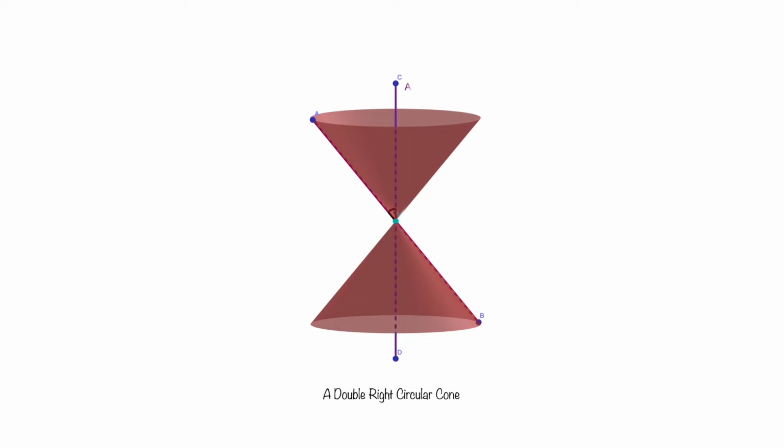Here the fixed vertical line CD is called the axis of the cone and the rotating line AB is called the generator of the cone. The fixed point which is the intersection of generator and axis is called the vertex of the cone. The angle between generator and axis is called the vertex angle. We denote it by alpha. The two cones that you see here are called naps. One above the vertex is called the upper nap and the one below the vertex is called the lower nap.